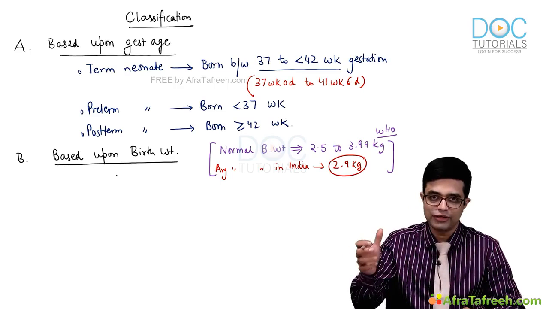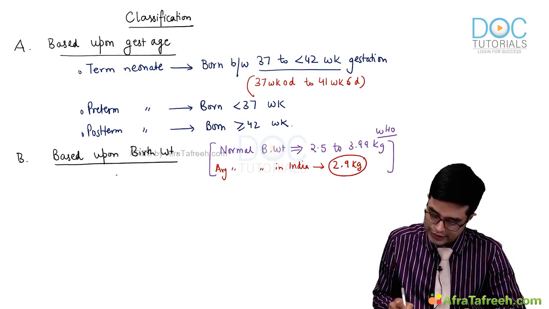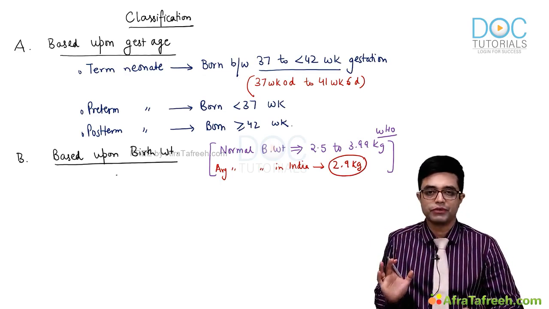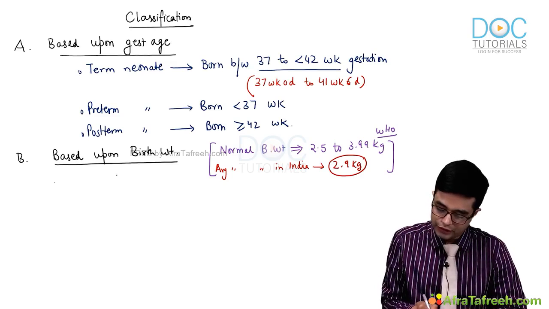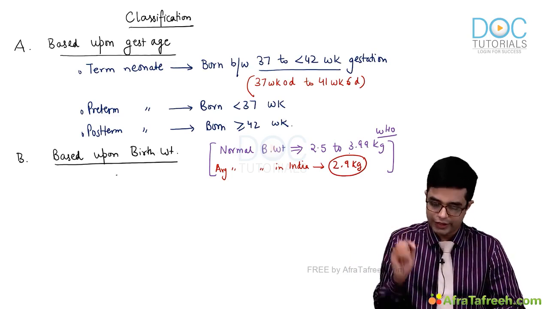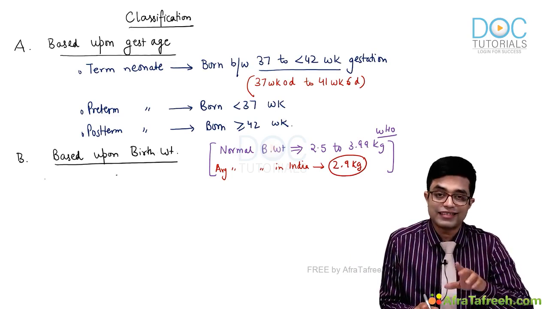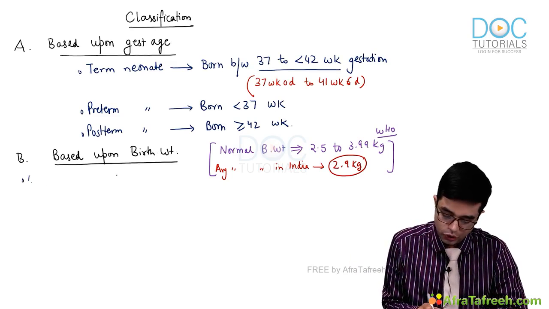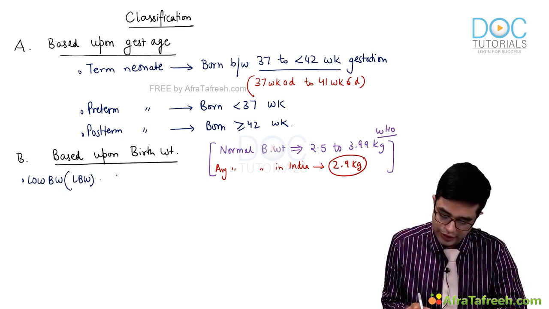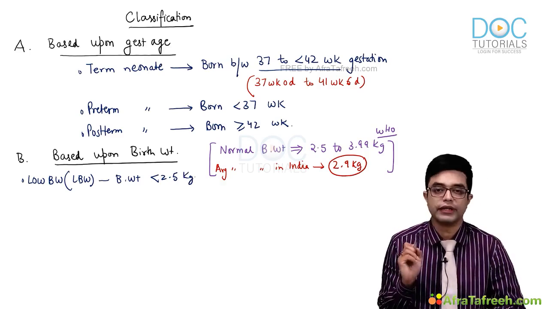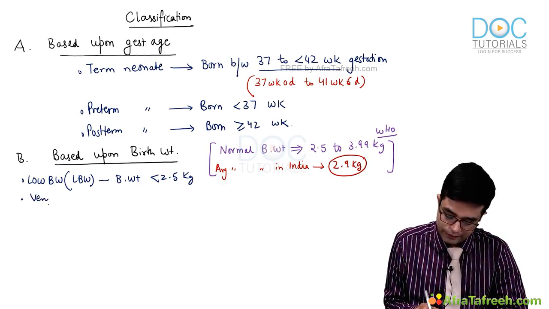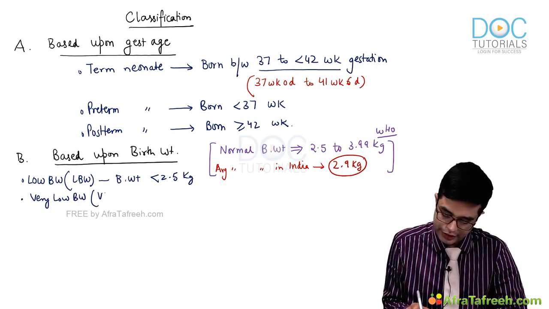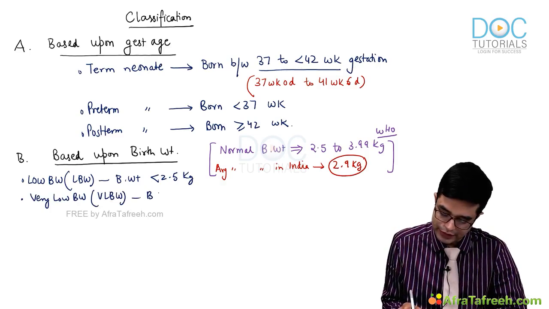So based upon this definition, this consideration, newborns are subdivided into multiple subtypes based upon the birth weight. If the birth weight is between 2.5 to 3.99, it will be a normal birth weight, right? If the birth weight is less than 2.5 kilogram, they are called low birth weight child. So low birth weight newborn, in short written as LBW newborn, is one where the birth weight is less than 2.5 kilogram. This is the first category. Second is very low birth weight, in short written as VLBW, when the birth weight is less than 1.5 kilograms.